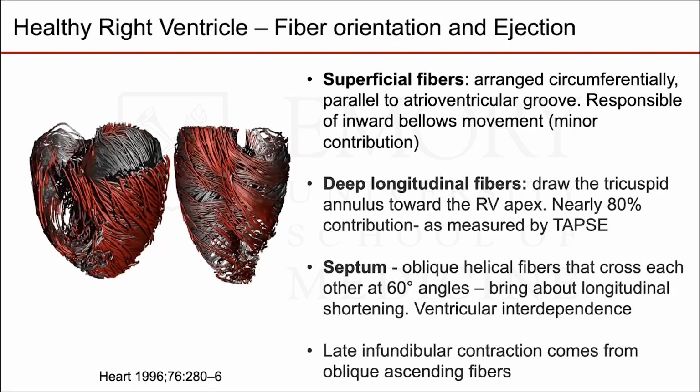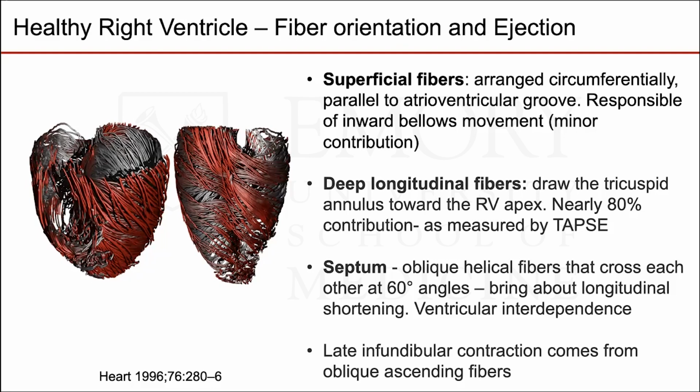Unlike the left ventricle, which has 3 layers of fibers, right ventricle has 2 layers, actually. The superficial layer is arranged circumferentially parallel to the AV groove, and is responsible for the inward bellows-like movement of the RV, which actually forms only a minor portion of the whole function. The deep longitudinal fibers draw the tricuspid annulus towards the RV apex, and that is responsible for 80% of the function and is very nicely measured by TAPSE.